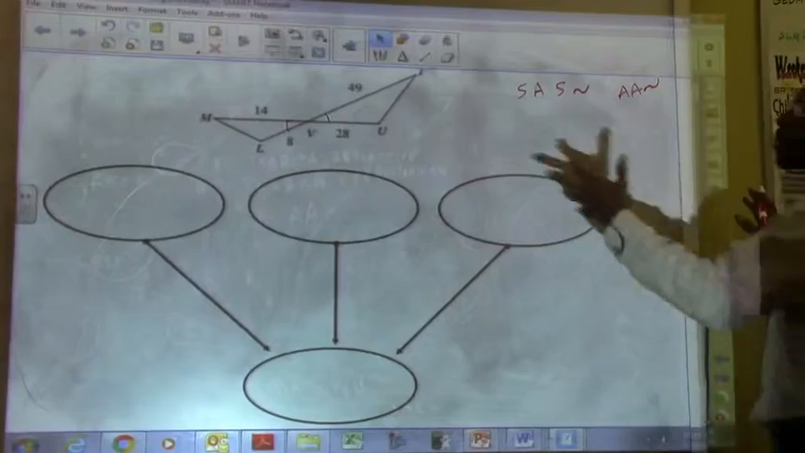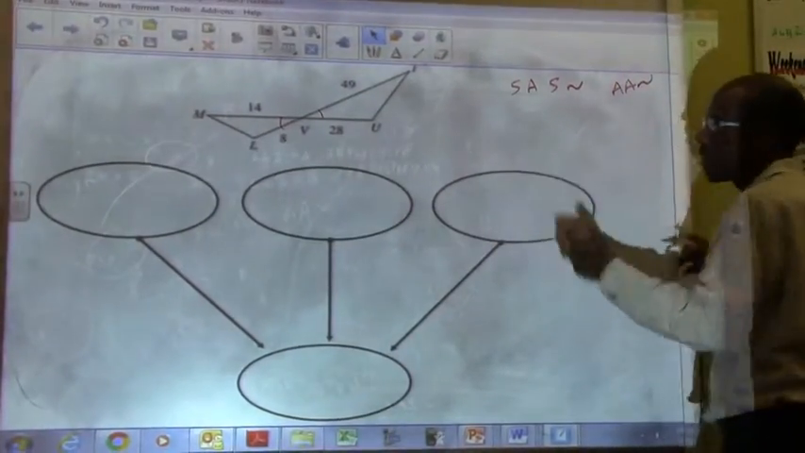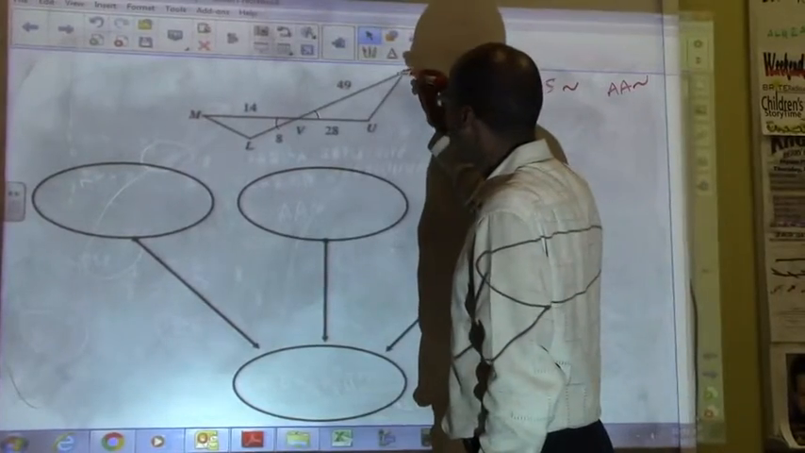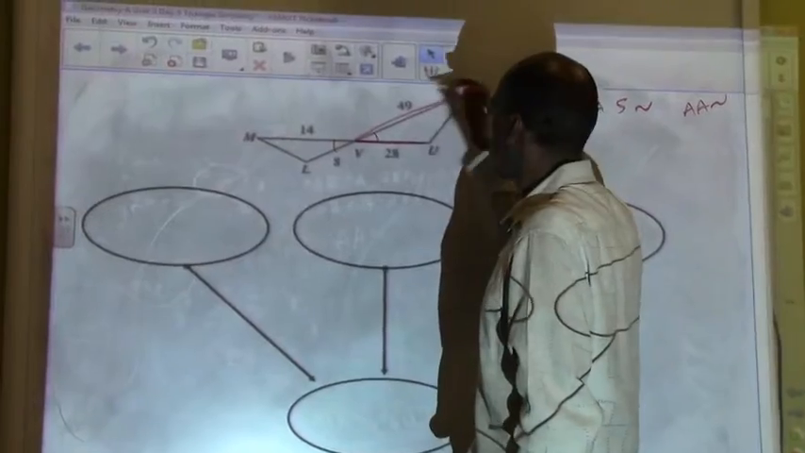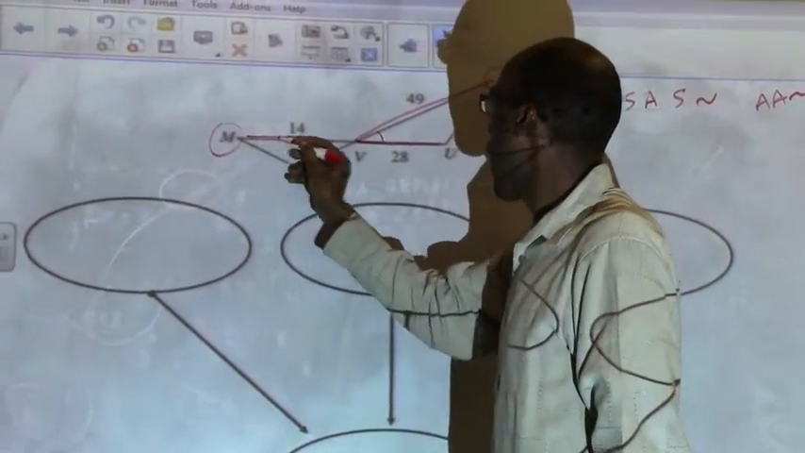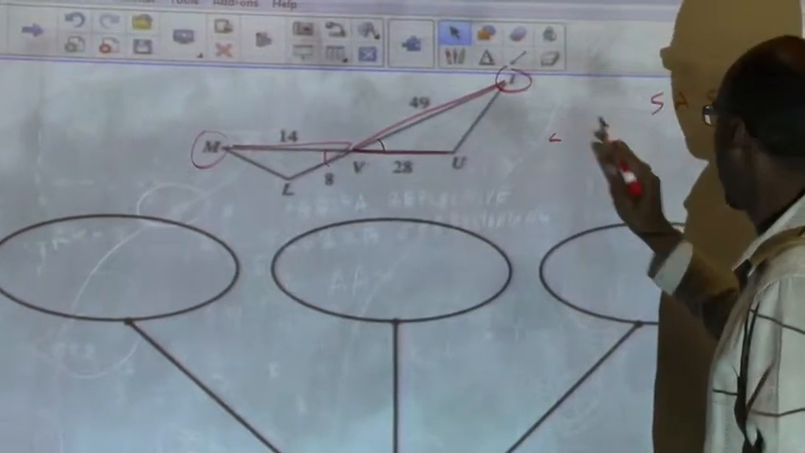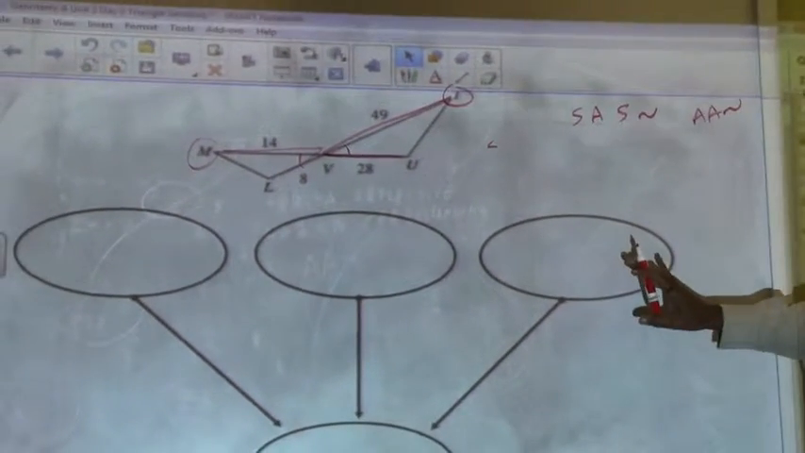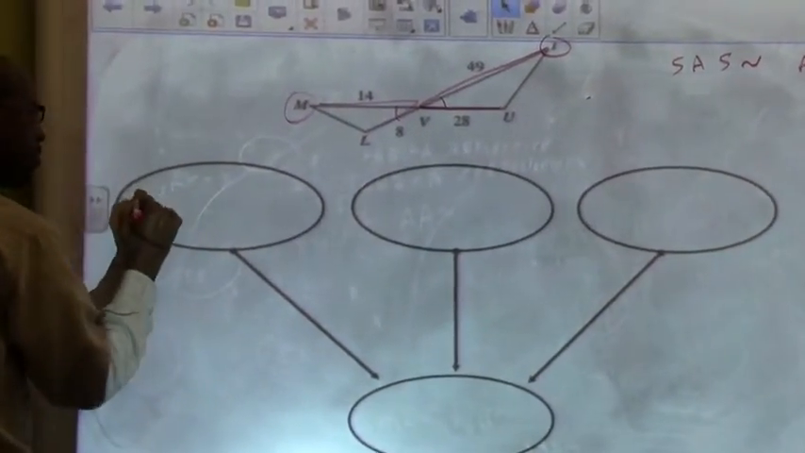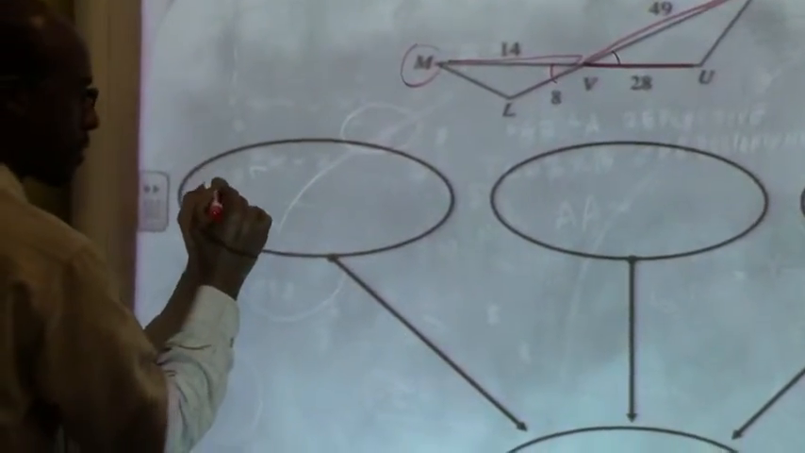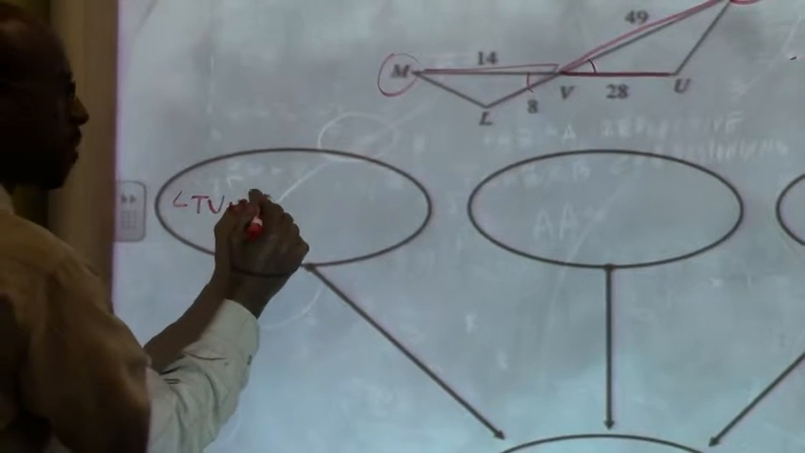Now that Thomas knows, because of the outside numbers, that it's SAS, how can he prove it? How can he fill in the bubbles? He starts with angle TVU, which is congruent to, these two go together, angle MVL. Say it again, Thomas. Angle T... I'll start with the bubbles. The first thing I'm going to say is angle who? Angle TVU.